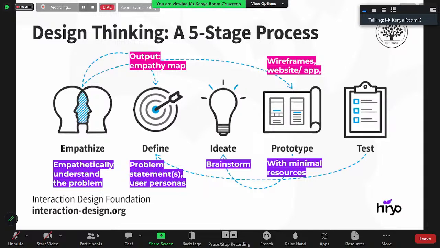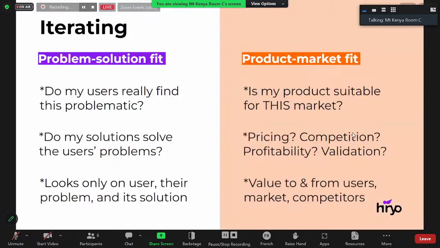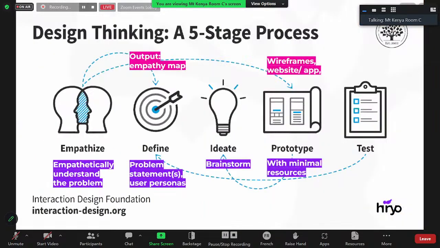And then you test it with the users, and you can reiterate. The tests could make you revisit the problem statement or the personas, or it could actually make you revisit the empathy. You do it until you achieve, as I said, the problem solution fit. So the difference between the problem solution fit and the product market fit.